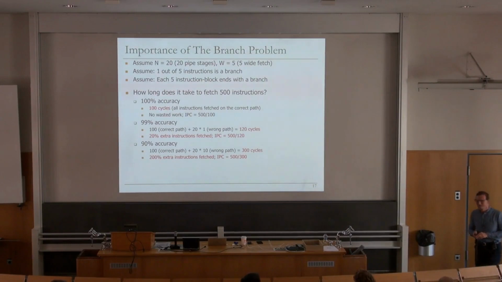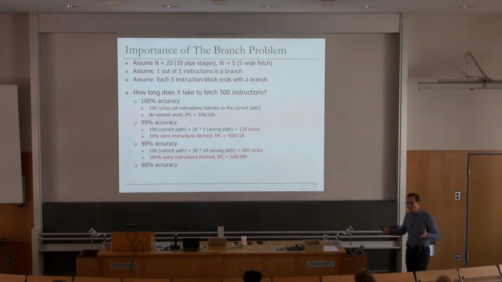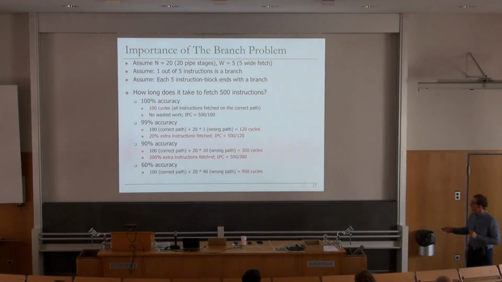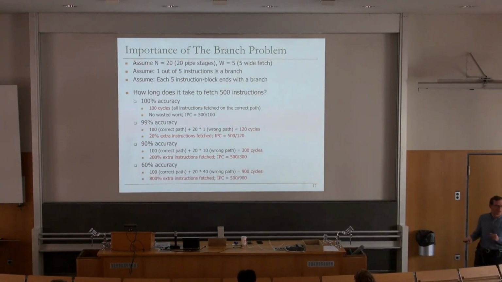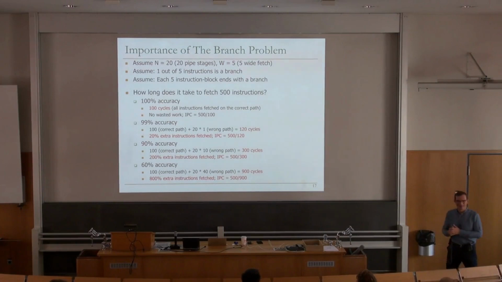That sounds terrible. Well, what could be worse is 60% accuracy, which is still better than a random coin flip. Basically, you're doing this wrong path execution for 40 of these 100 branches, and you're basically spending 900 cycles to fetch 500 instructions, and you've increased your extra amount of work in the fetch engine by 800%. And your IPC is now below 1. So this sounds terrible now.